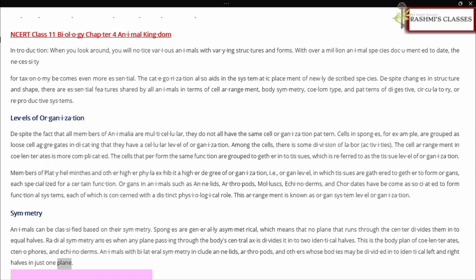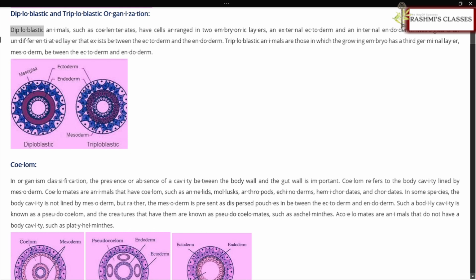Diploblastic and triploblastic organization. Diploblastic animals, such as coelenterates, have cells arranged in two embryonic layers, an external ectoderm and an internal endoderm. Mesoglea is an undifferentiated layer that exists between the ectoderm and the endoderm. Triploblastic animals are those in which the growing embryo has a third germinal layer, mesoderm, between the ectoderm and endoderm.